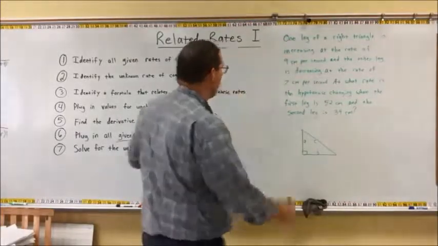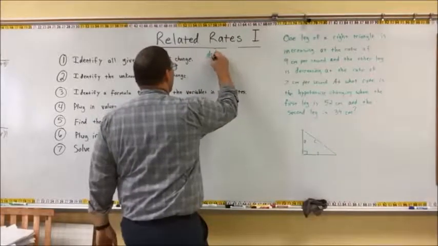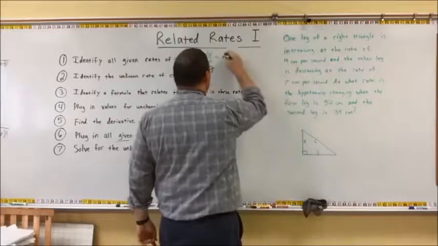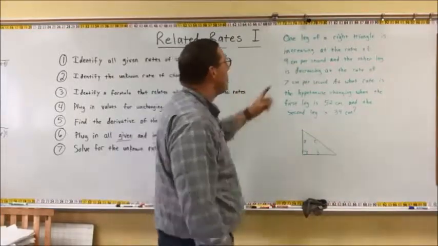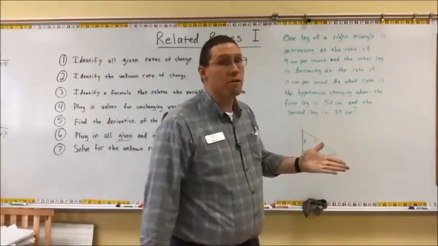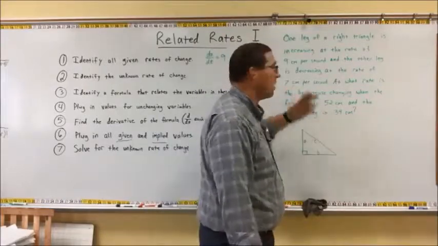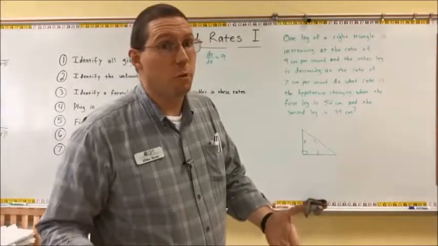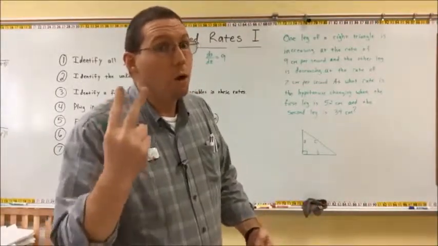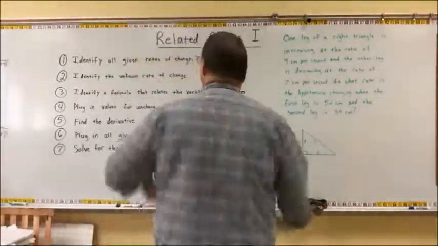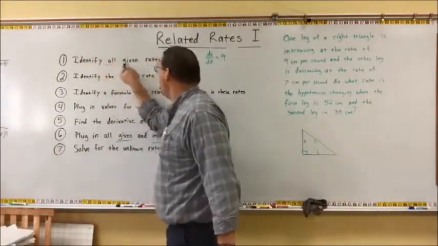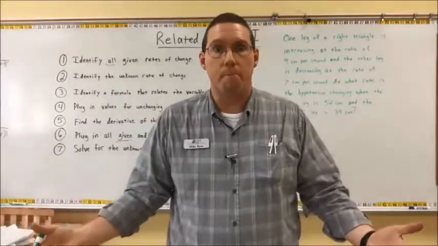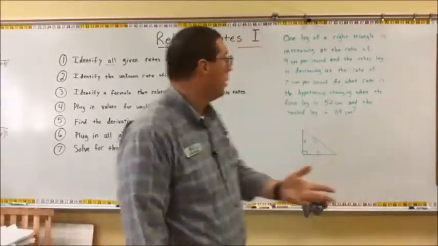Increasing, so that's positive. So dA dt, increasing at 9 centimeters, so 9. And the other leg is decreasing at the rate of 7 centimeters per second. We've got two rates of change that are given to us in this problem, not just one. Look at step 1. Identify all given rates of change. You might be given more than one rate of change in a problem. All right, so we've got to write both of them down.